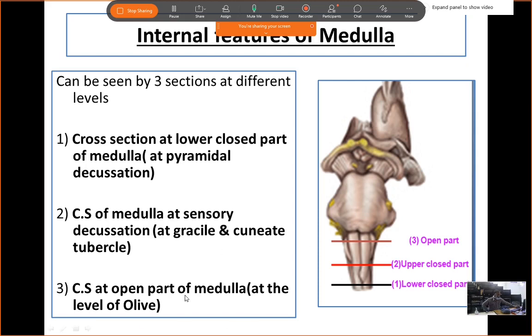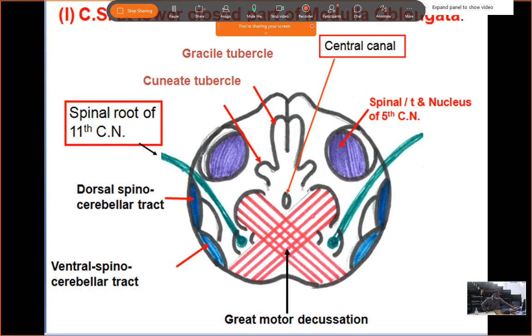And another cross section we are taking at the upper part, the open part of the medulla oblongata, at the level of the olive. So this is our olive, and at this level we are taking the section. All these sections we will observe under the microscope. Now let's see what things are present.